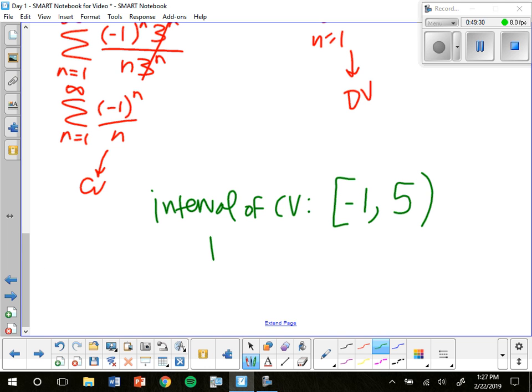And so what's my radius? If I'm centered at 2, my radius is 3. I go 3 up from 2 and 3 down from 2.